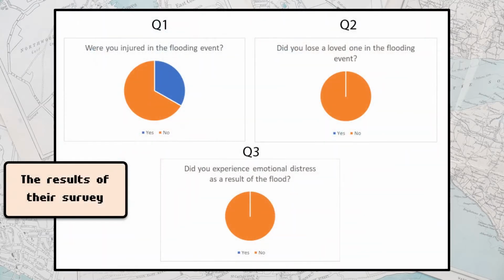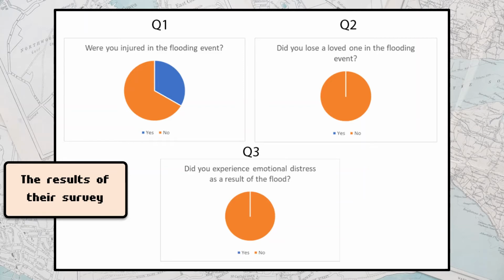Alright, so these are the results of the survey that they were able to capture. For question 1, were you injured in a flooding event? Only one person said yes, that they were injured. For question number 2, none of them lost a loved one. Question number 3, all of them said that no, they did not experience emotional distress as a result of the flood. Do note that they only interviewed 3 people.